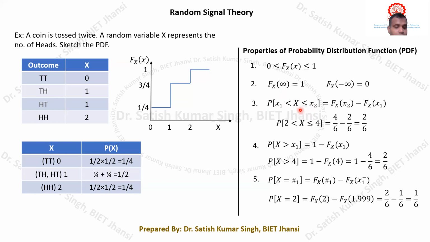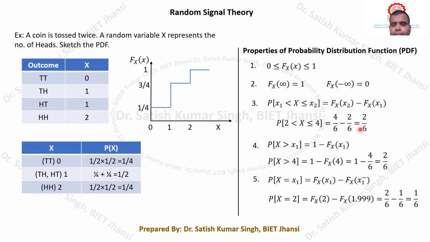Then the same thing can be calculated by having this particular expression of our PDF, probability distribution function, which is Fx(x2) minus Fx(x1). You can see that this represents the probability that the random variable x is less than or equal to x2, and this represents the probability that the random variable x is less than or equal to x1.